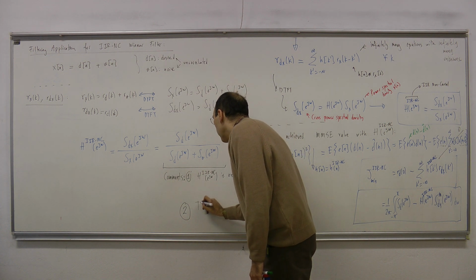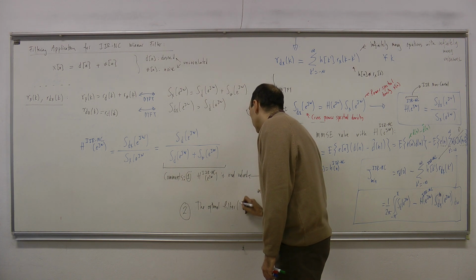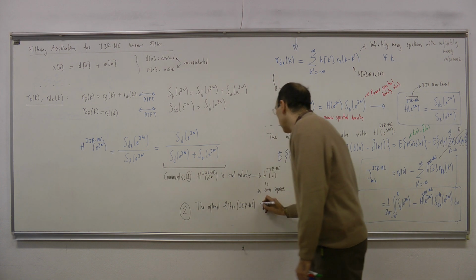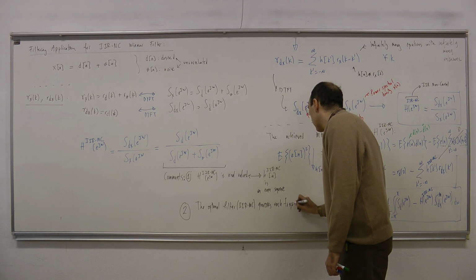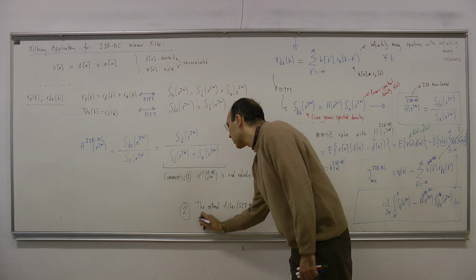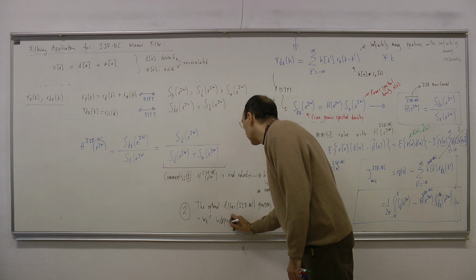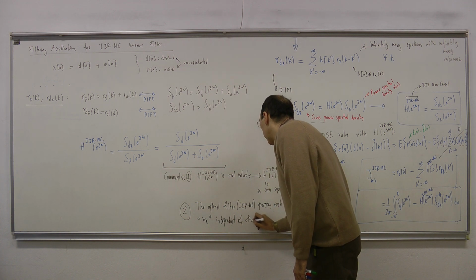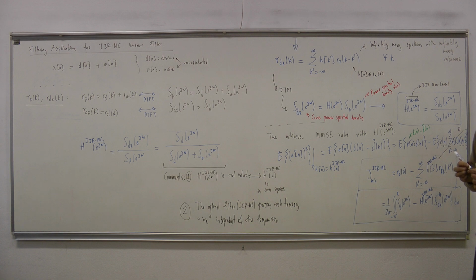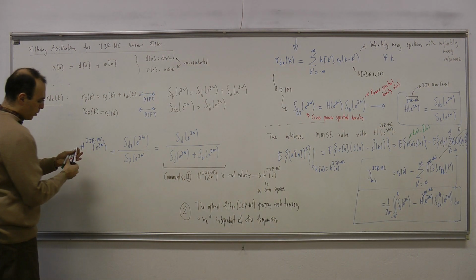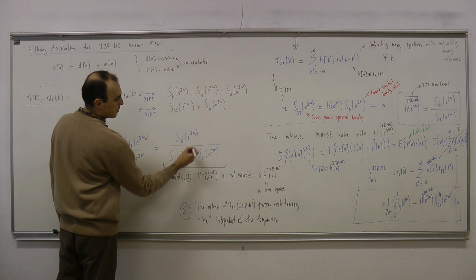Number two, the optimal IIR non-causal filter processes each frequency, let's say ω_x, independent of other frequencies. So what's the meaning of this? Now if I focus on, let's say, one of these frequencies, ω_x, a specific one, maybe pi over 4, something like this.